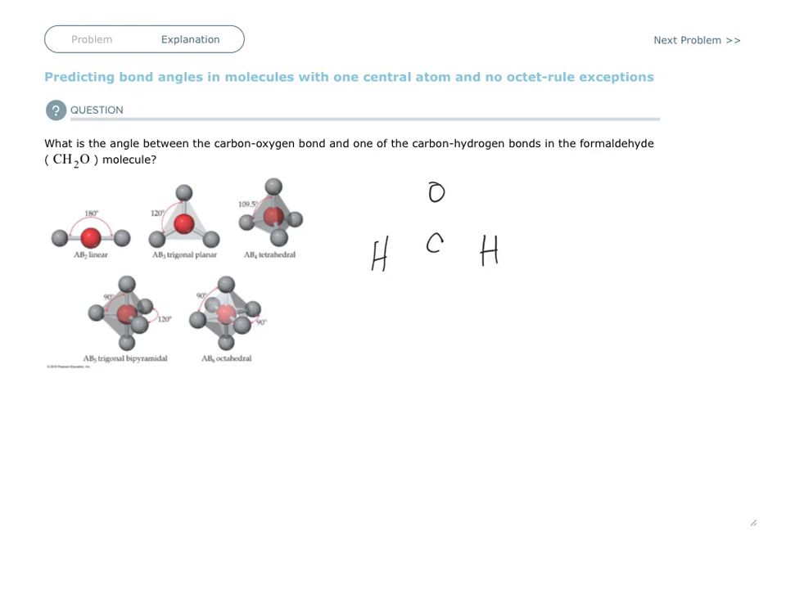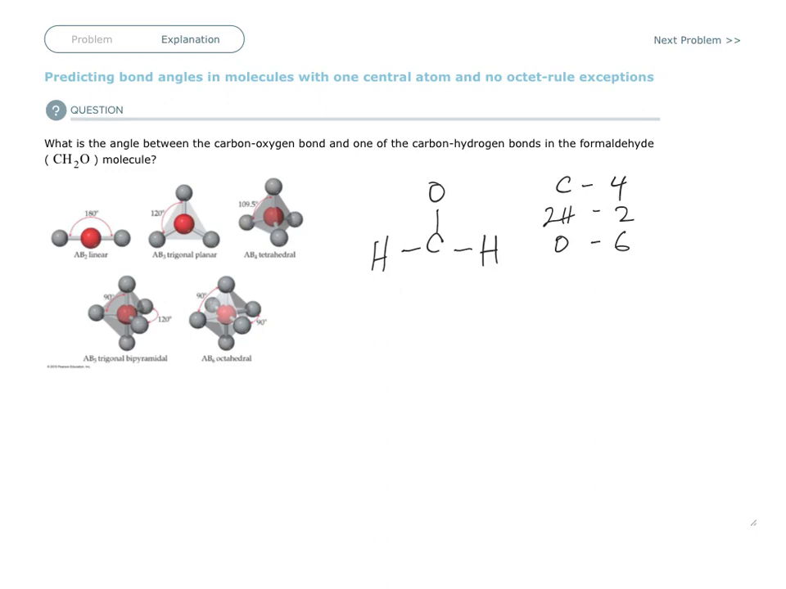So carbon has 4. It's in group 4, so it has 4. Hydrogen has 1, but there's 2, so the 2 hydrogens have 2. And then the oxygen is in group 6, so it has 6. So this is 4 and 6 is 10 plus 2 is 12. I've got 6 pairs to play with. Well, first thing I would do is just make some bonds. So there's 1, there's 2, there's 3.